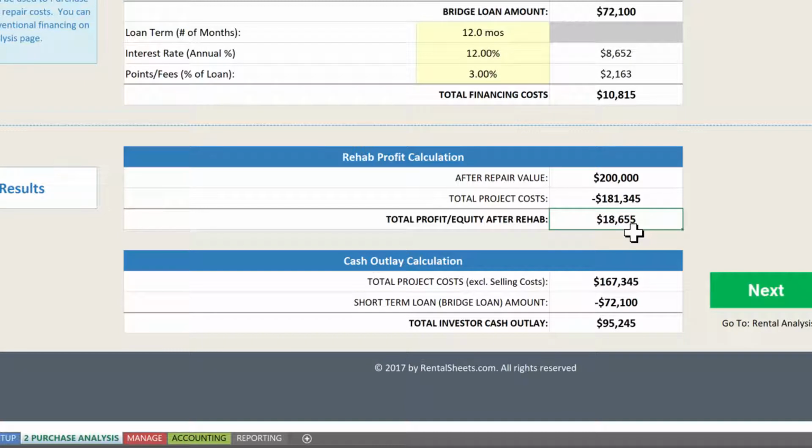The reason selling costs are excluded from this calculation is because selling costs are not paid for up front. They are only paid for when you sell the property, and they're generally paid for out of the proceeds of the sale.